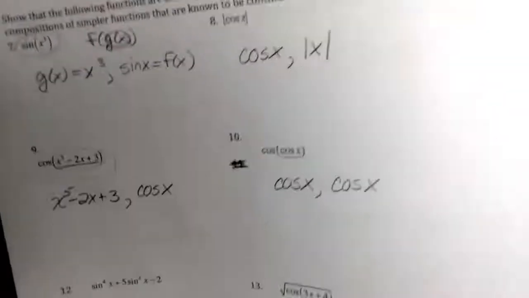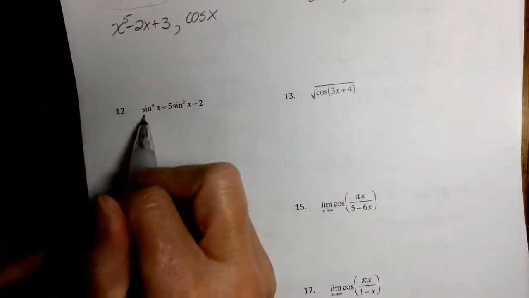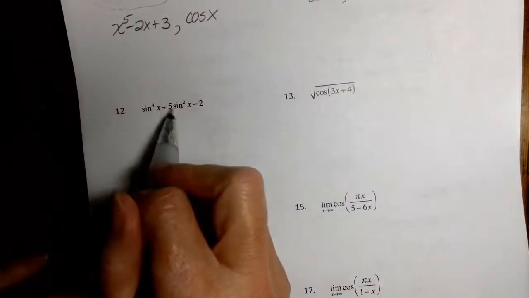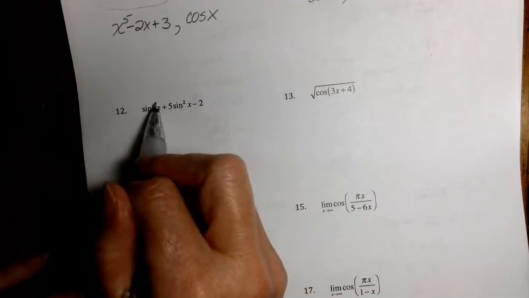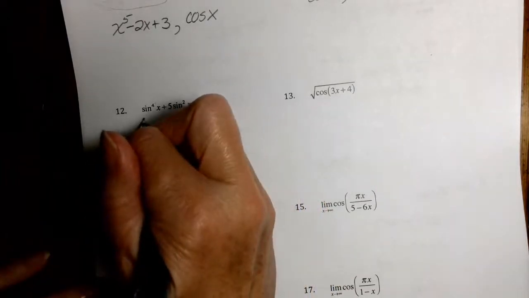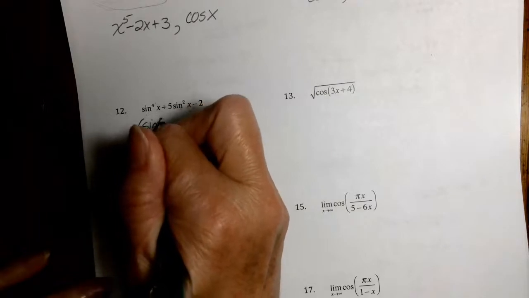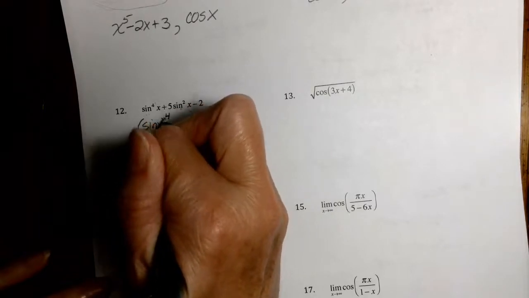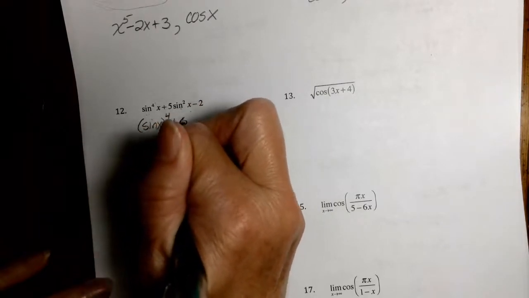12 is a little bit tricky because you have trig functions in multiple spots and powers. The easiest way to think of this one is to think of it as you have a sine of x being raised to the fourth. We rewrote them like that in pre-calc.